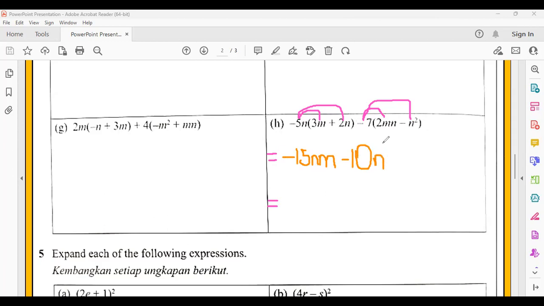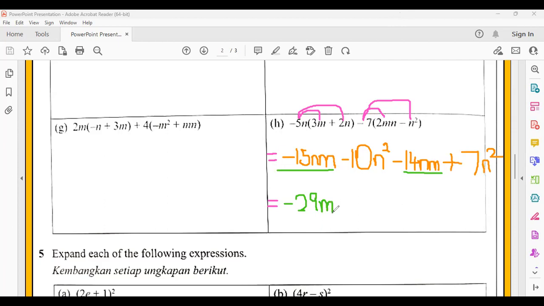n times n is going to be n squared, darlings, okay? And then go to this part. Negative 7 times 2 would be 14. And then mn. mn is the same as nm, so I can put nm also. So that shows it's a like term. And then negative times negative, it's a positive 7n squared. So there are two like terms here. The first one is negative 15nm and negative 14nm. Get them both together, you're going to get negative 29mn.